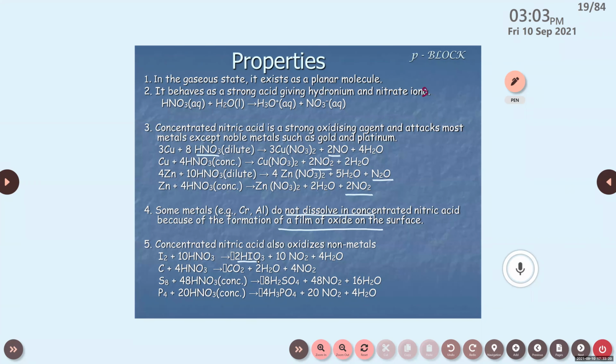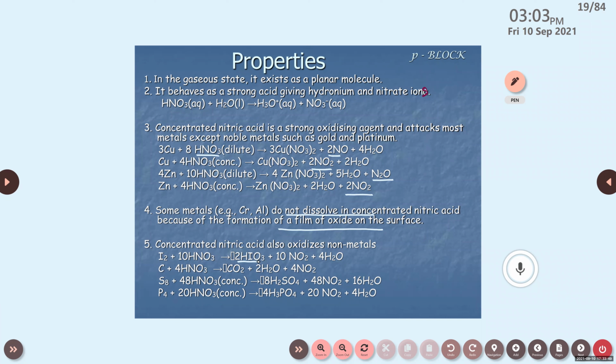Concentrated nitric acid is a strong oxidizing agent that attacks most metals except noble metals such as gold and platinum. Yes. Then Sharon, fourth one. Some metals, example chromium and aluminium, do not dissolve in concentrated nitric acid because of the formation of a film of oxide on the surface. Okay. Then Naureen, last one.